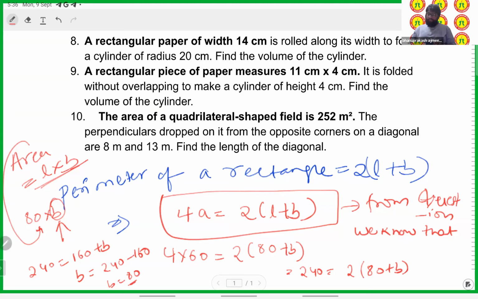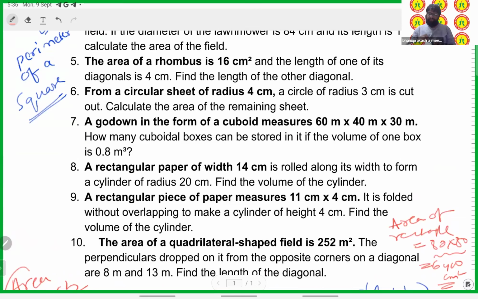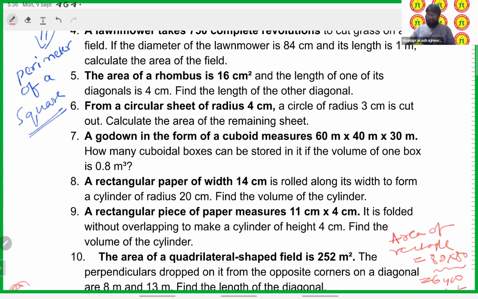So, if I further do this, area of rectangle is equal to 80 into 80. So, that will ultimately be equal to what? Square. So, 80 into 80 is 6400 centimeters square. Any doubt in this? No, sir.